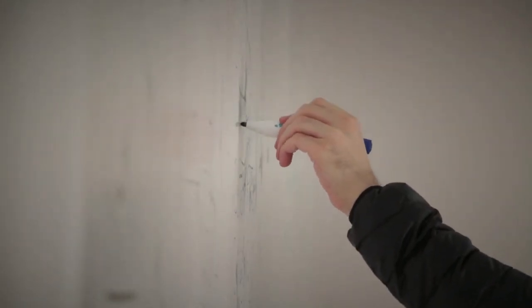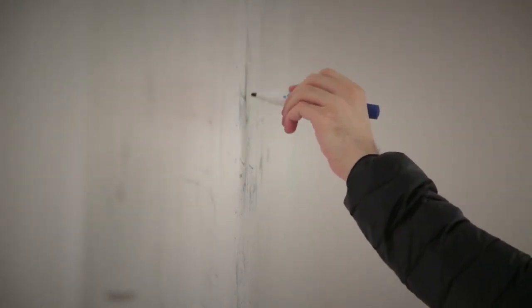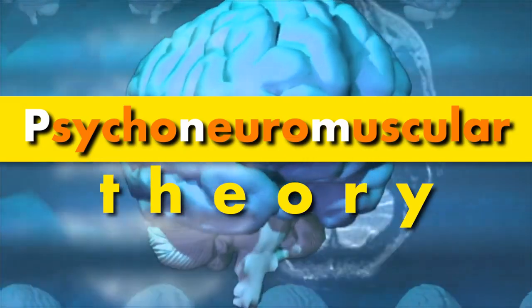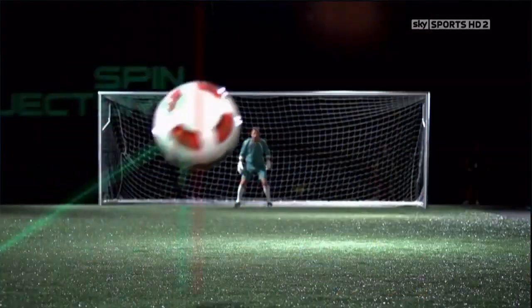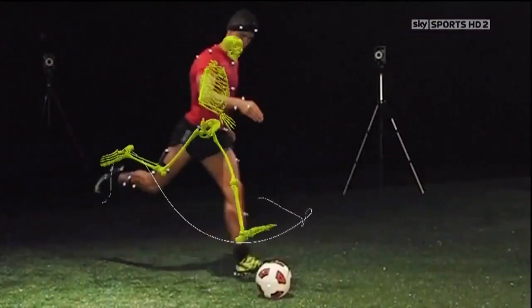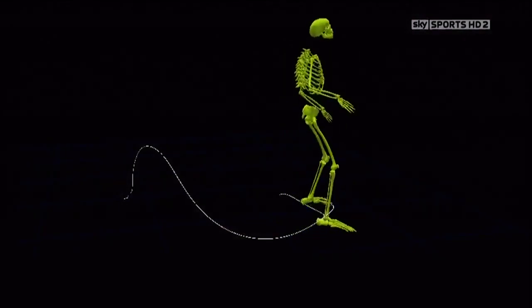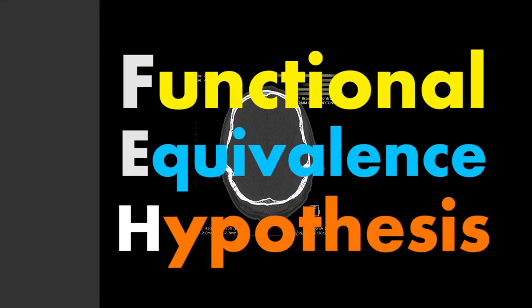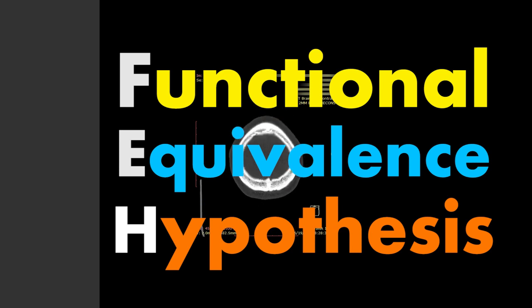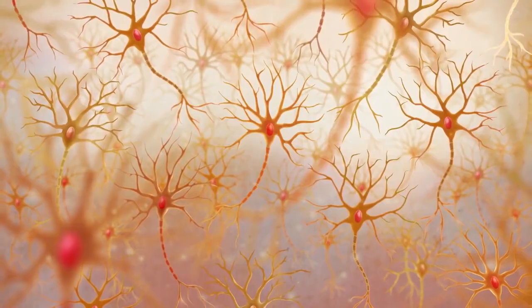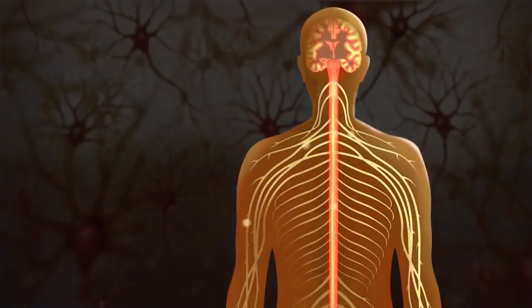Psychologists have come up with several different explanations, so I will only be summarizing 3 common theories. Number 1, psychoneuromuscular theory is that visual imagery works because it results in subliminal neuromuscular patterns that are identical to the patterns used during actual movement. Number 2, functional equivalence hypothesis is that visual imagery and actual physical execution of actions share the same neurophysiological processes.